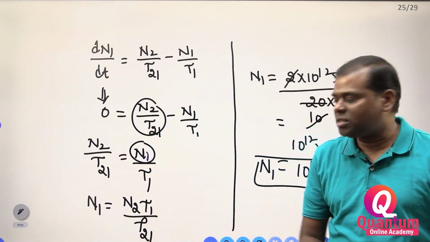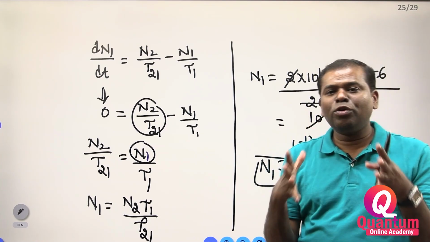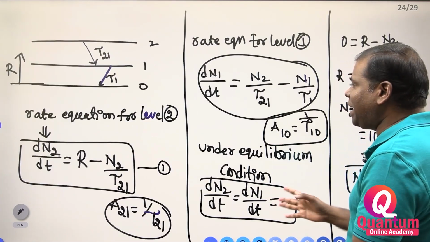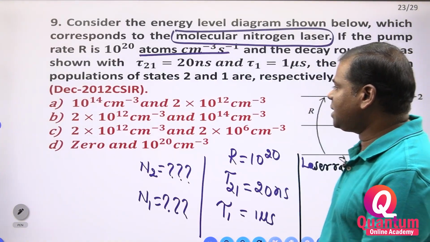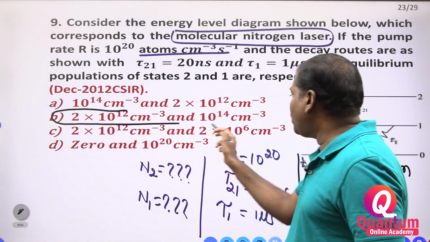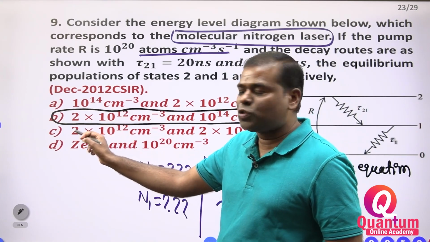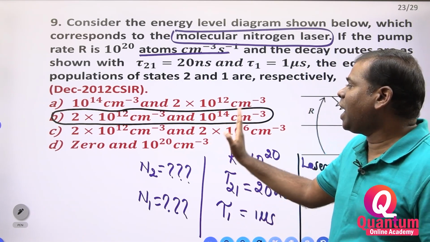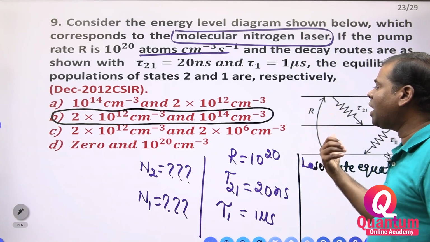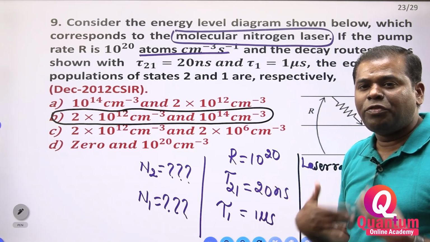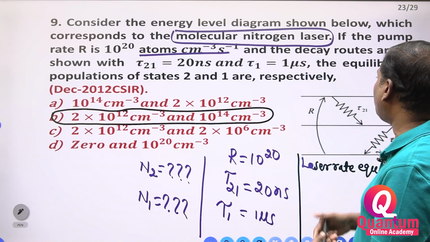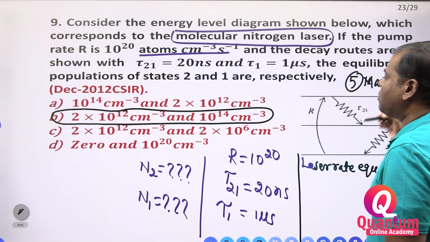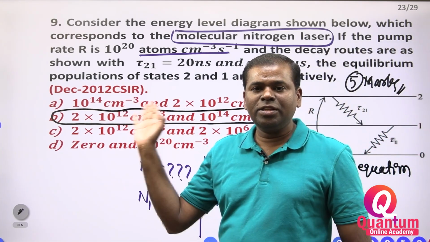Now you see the options, how simple it is. If you know the logic of how to write the rate equations, you can easily find it out. There is no miracle, no rocket science in this. You get N2 level atoms equal to 2 into 10 to the power of 12 and N1 level atoms equal to 10 to the power of 14. If you know how to write the laser rate equation, it is very simple. You will get 5 marks in CSIR. In December 2012 they asked this question.